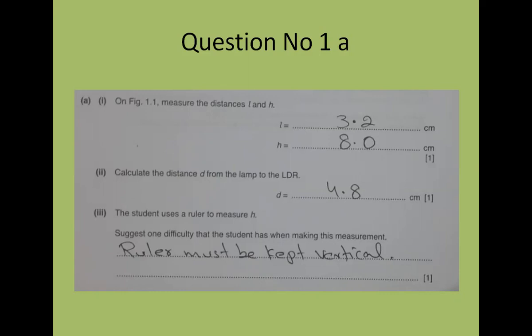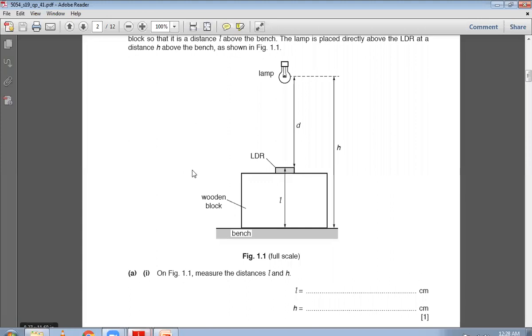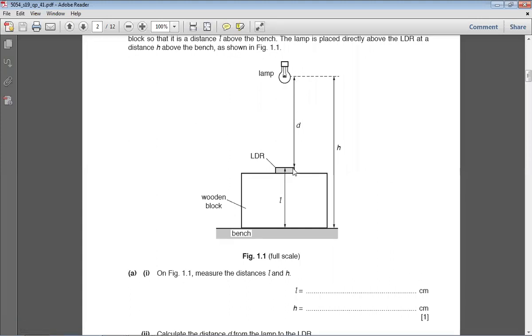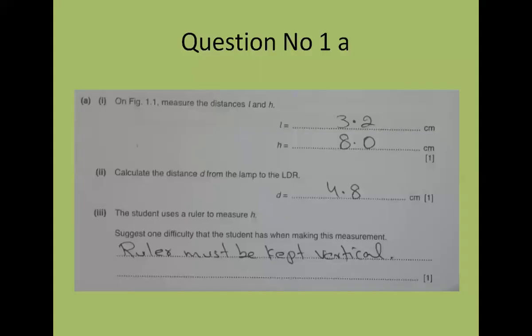So we have to measure the distance D from the lamp to the LDR. D is this distance, okay? From this point, put a scale here. If you have a hard copy of the paper, put a scale here and measure how much is this length? Very simple. So I have measured it, and this is approximately 4.8 centimeters. Then he says the student uses a ruler to measure H. Suggest one difficulty that the student has when making this measurement.